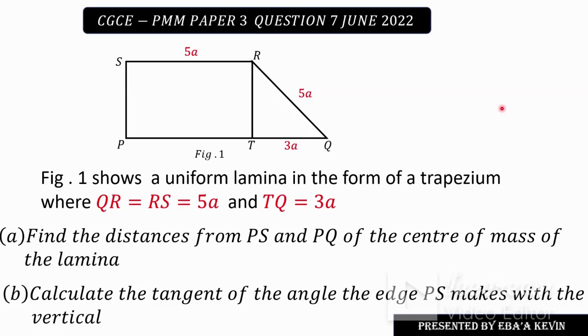The question reads: figure 1 shows a uniform lamina in the form of a trapezium where QR equals RS equals 5A, and TQ equals 3A. Part (a) says find the distances from PS and PQ of the center of mass of the lamina. Then question 7b reads: calculate the tangent of the angle that HPS makes with the vertical.